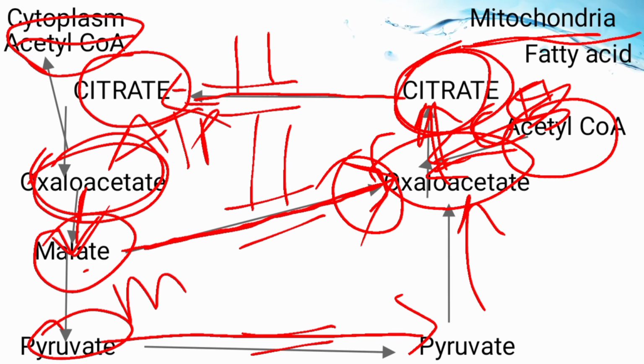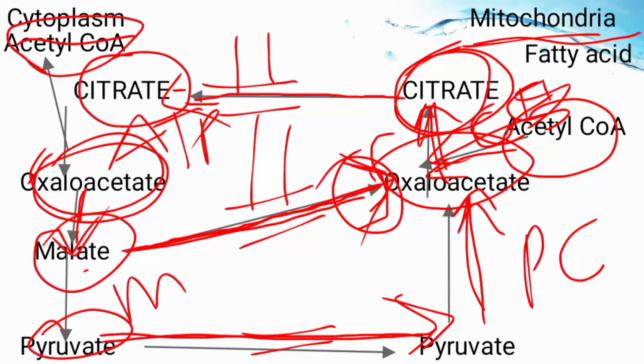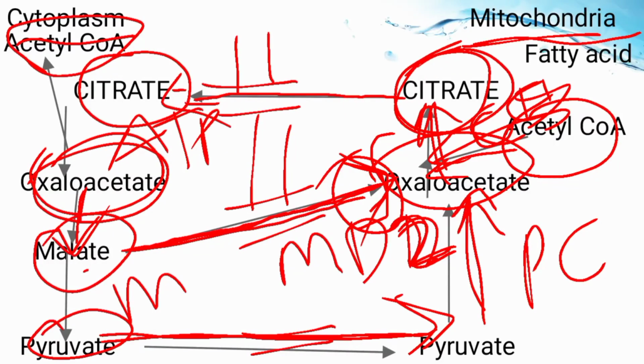So when malate gets into the mitochondria, it is converted to oxaloacetate by malate dehydrogenase. Then the pyruvate, when it gets into the mitochondria, is converted to oxaloacetate by pyruvate carboxylase. I use PC to represent it. Here is malate dehydrogenase 2. Man, I'm making a lot of mistakes. So it's pyruvate, malate dehydrogenase 2. Then here, malate dehydrogenase 1.